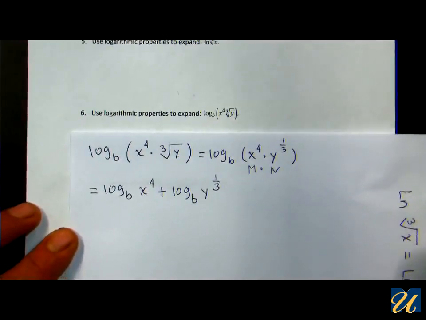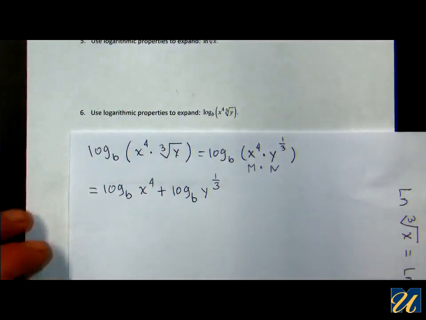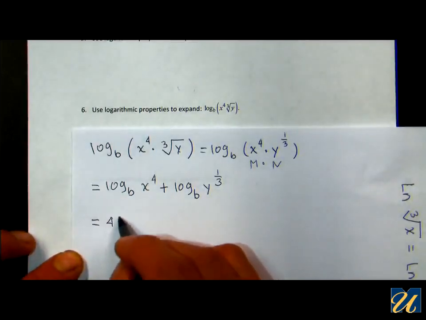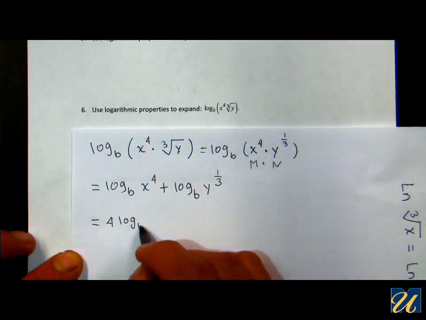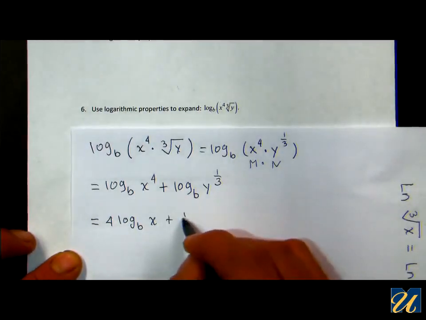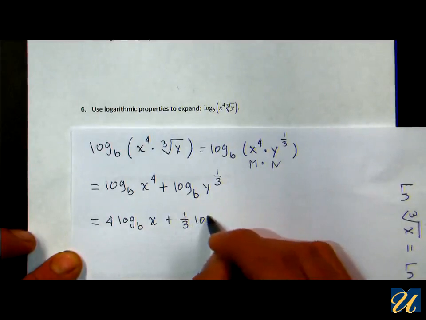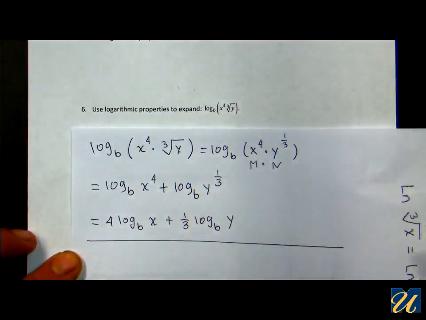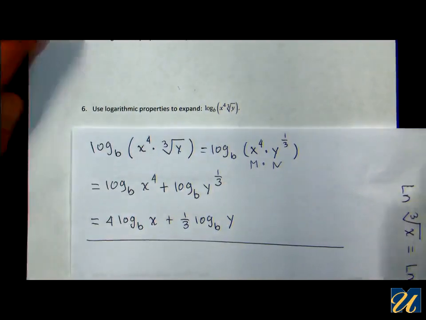And then finally, now that we have it pulled apart in individual pieces, we can apply the power rule, and the power becomes the multiplier. So 4 times log base b of x plus 1/3 log base b of y. And that is our final answer. Okay, let's see what else we got.